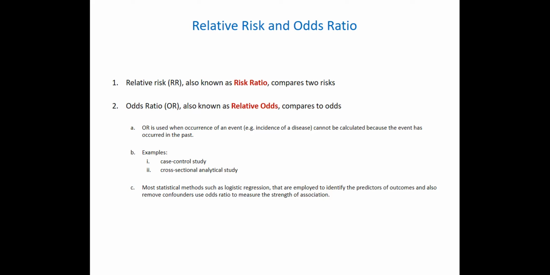Does it make sense? However, in cases where you can calculate risk, you can still calculate odds. After all, you calculate odds from risk. Even in an experimental study or a cohort study, you can calculate the odds ratio. Many people think that you cannot calculate it. They say the odds ratio is for case control, while relative risk is for cohort.